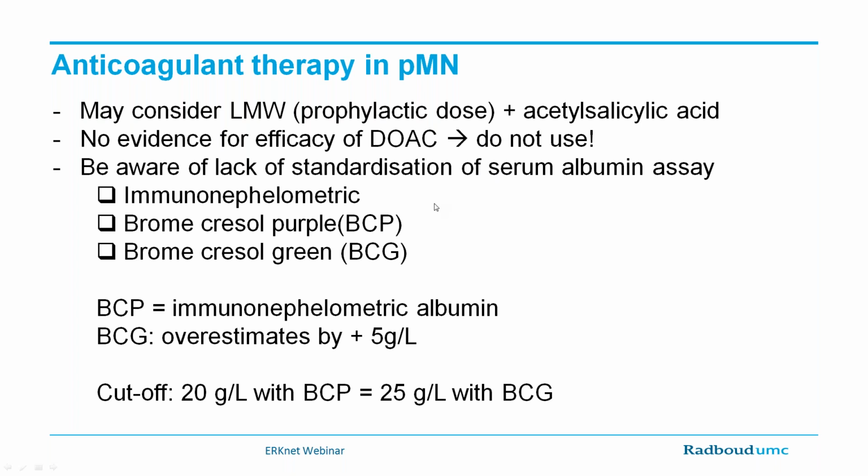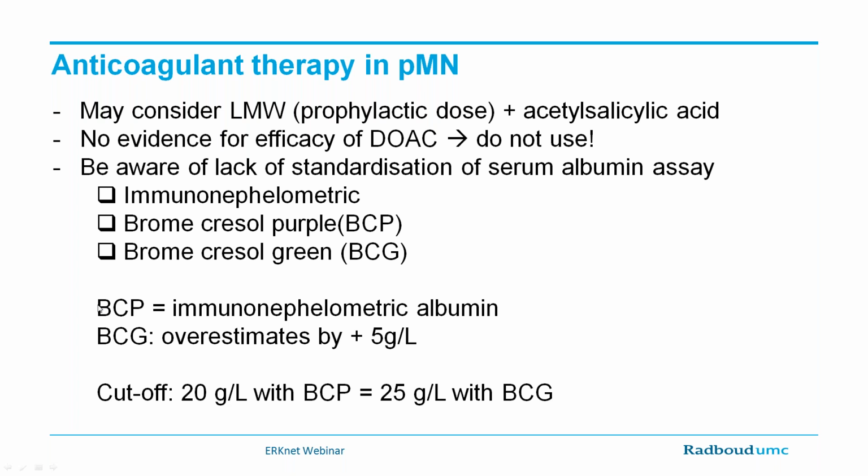And the third important point is that we should be aware that there is no standardization of the serum albumin assay, meaning that in different hospitals, different assays are used which give a different value of serum albumin. And if we use certain cutoff values, it's important to understand what is the assay used in your hospital. In brief, there are three important techniques now in use: the immunonephelometric method, and then two colorimetric assays, bromocresol purple, BCP, and bromocresol green, BCG.